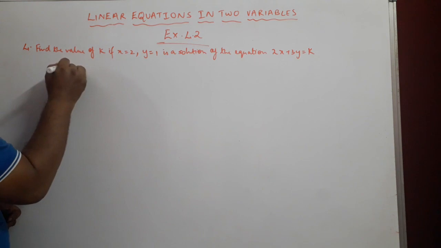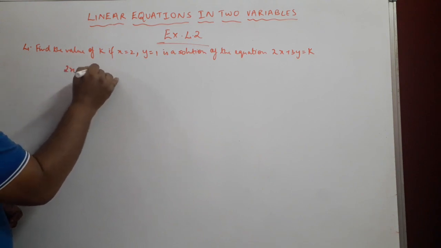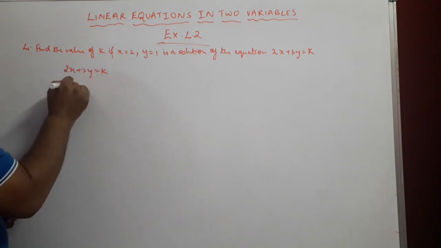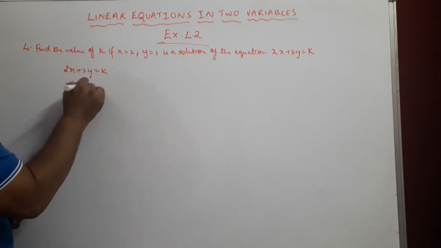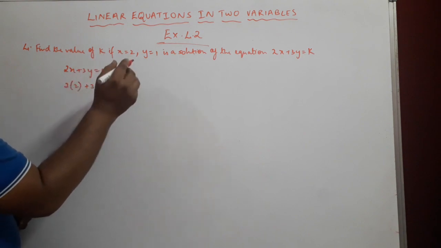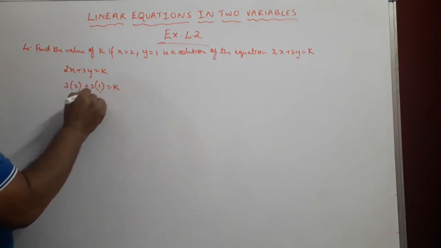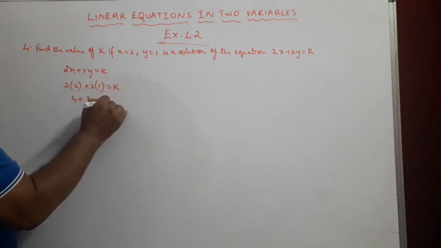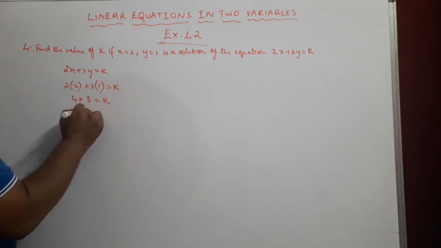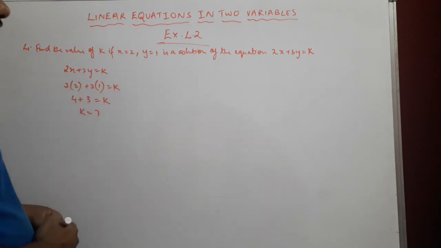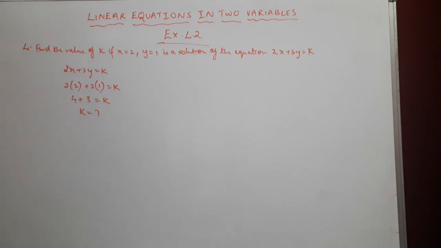So the equation given is 2x plus 3y equal to k. We are given x equal to 2 and y equal to 1. 2 into 2 is 4, 3 into 1 is 3, equal to k. 4 plus 3 is 7, so we can write k is equal to 7, and that is what we are asked to find in this question number 4. So with this we complete questions 3 and 4 under exercise 4.2 in this video.